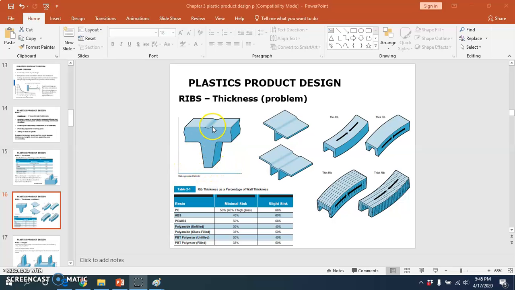This image shows the example of a thickness problem. This is the sink opposite the thick rib. This one is a sink. Produce an offset rib to reduce read-through and sink. So he adds another rib here so that it can reduce this read-through and sink.